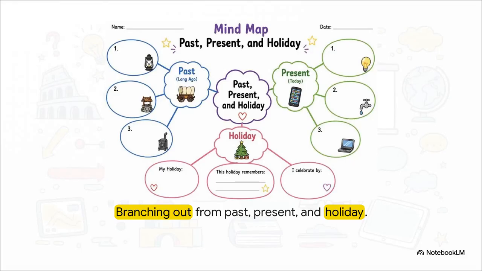Notice how the central concept anchors the whole page here, allowing these distinct pathways for the past, present, and holidays to just branch right off. And there are visual supports built right in. A little covered wagon for the past, a smartphone for the present, a decorated tree for the holiday. These icons act as permanent visual anchors. They remind the students exactly what each branch represents without them needing to read a single word. It's a beautifully intuitive way for young brains to navigate complex information.